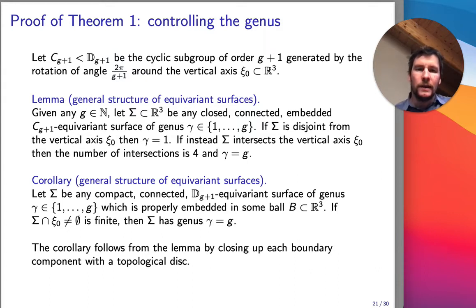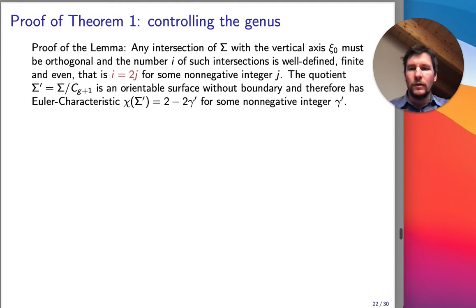And this corollary follows from the lemma by just closing up the boundary components. Okay? So now here we have these objects which are properly embedded in a ball, so they might have boundary in the ball, and what we can do is we can just close up each boundary component with a disk, and we can do that in such a way that the disks don't intersect. Okay? And then we use the lemma. Good, so how do we prove this lemma?